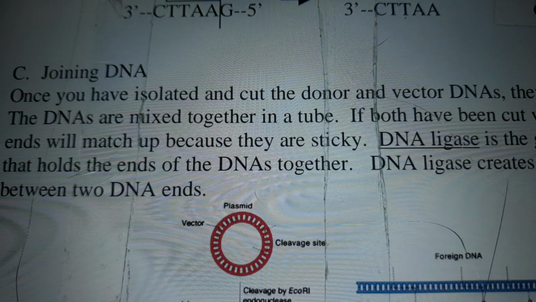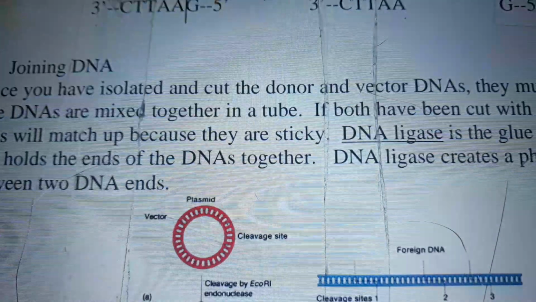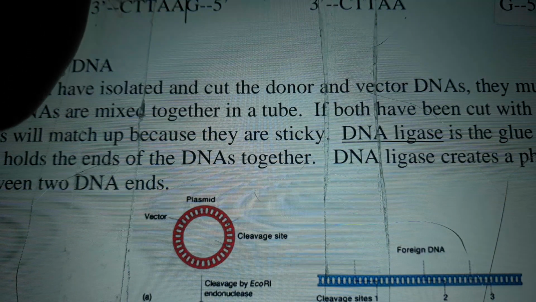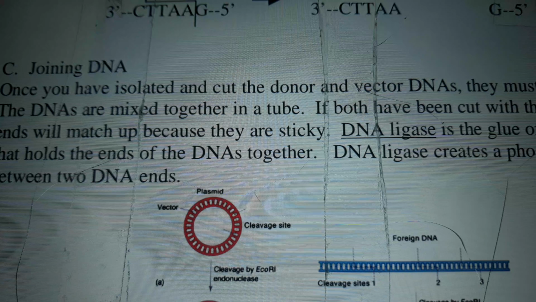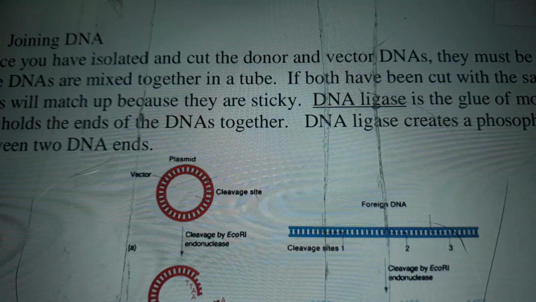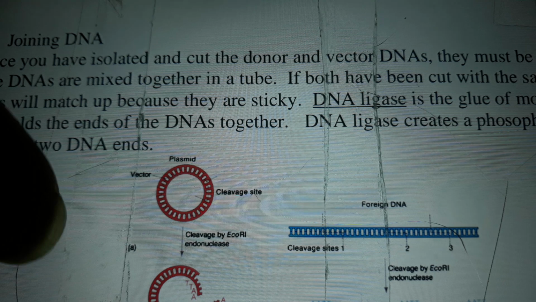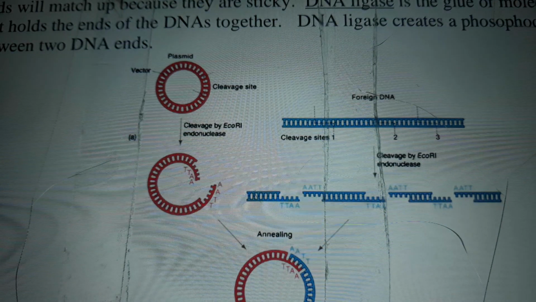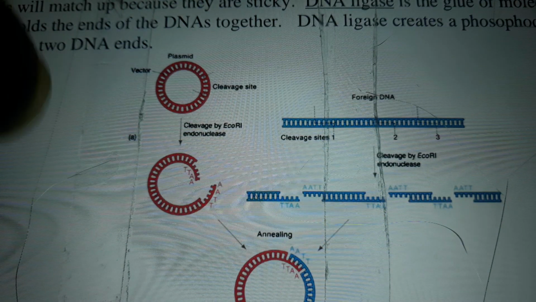C would be joining DNA. Once you have isolated and cut the donor and vector DNAs, they must be joined together. Let me just de-magnify it, reduce the magnification so I get the sentences right. The DNAs are mixed together in a tube. If both have been cut with the same RE, that is restriction enzyme, the ends will match up because they're sticky. DNA ligase is the glue of molecular genetics that holds the ends of the DNAs together. DNA ligase creates a phosphodiester bond between two DNA ends.